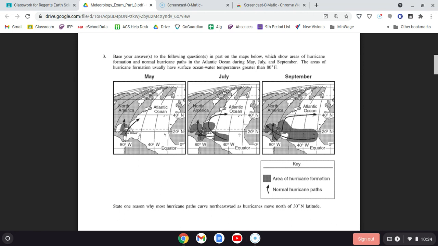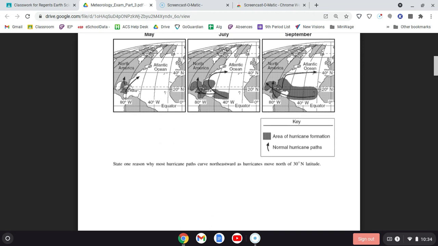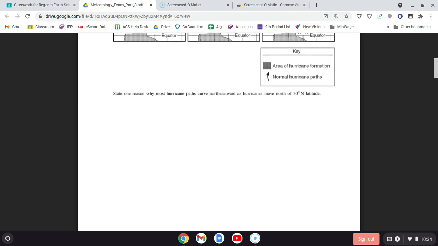And page 14 shows the planetary wind and moisture belts. So that might help you. Why did the hurricane paths curve northeastward as they move north of that 30 degrees north latitude line?